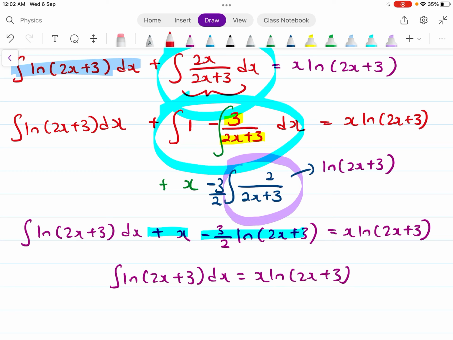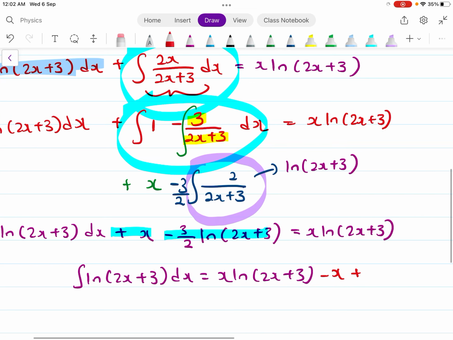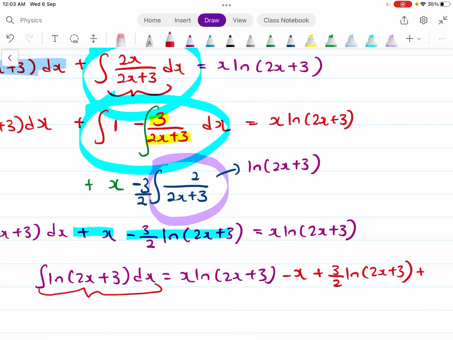The x you move over becomes minus x. The negative 3 over 2 ln something, you move it and it becomes plus 3 over 2 ln(2x+3), put a bracket. So you can see it's something that they want, right? This thing is the one they want us to give them. But don't forget to add a plus c, then that's the answer already. Right, so that is how you do this question.